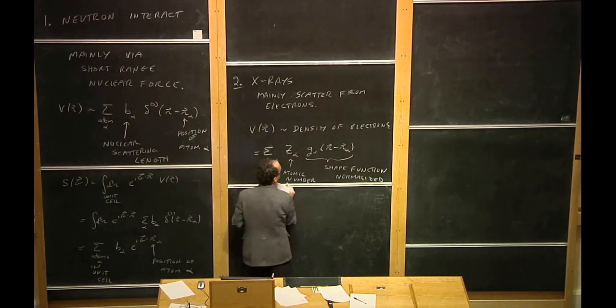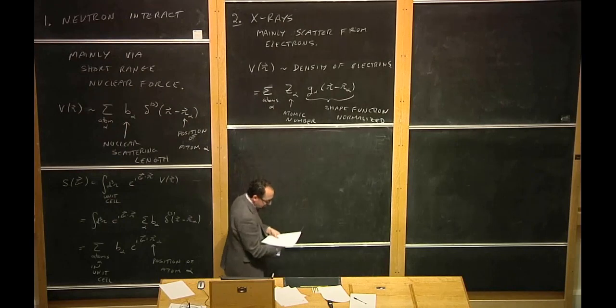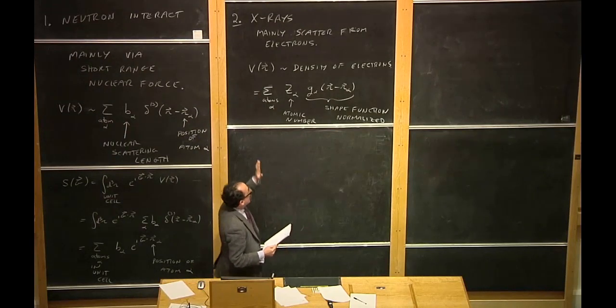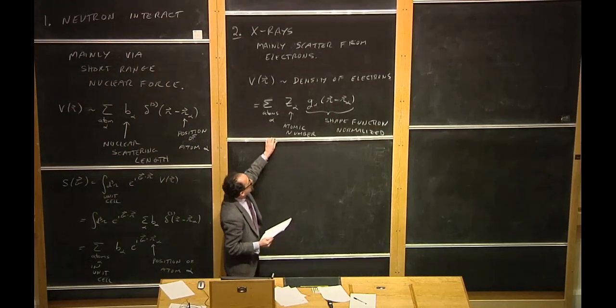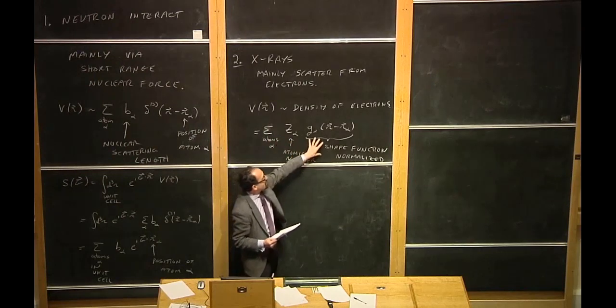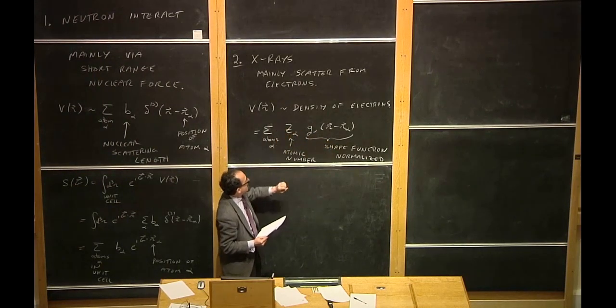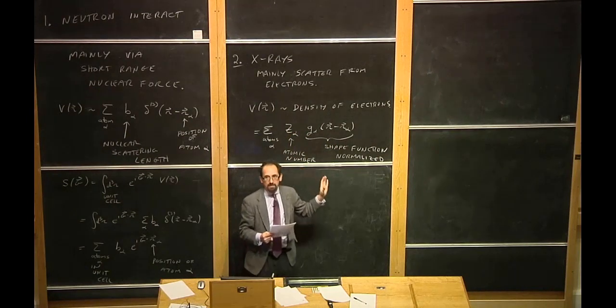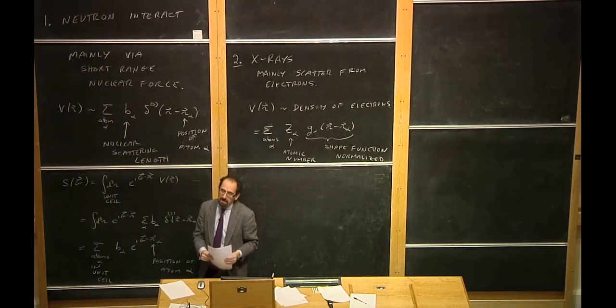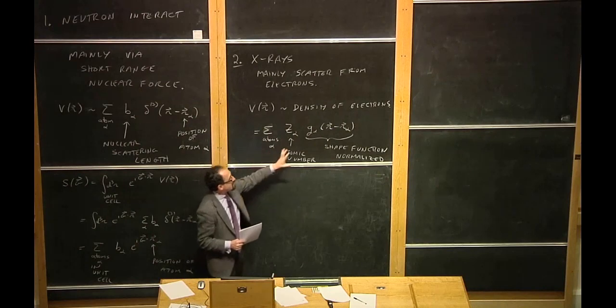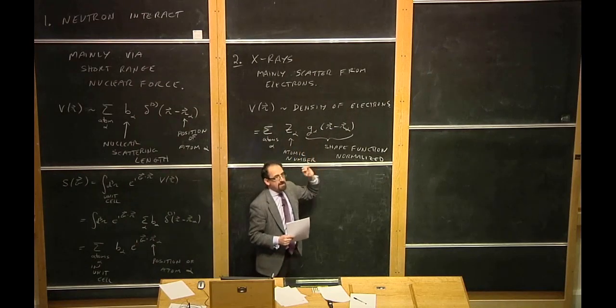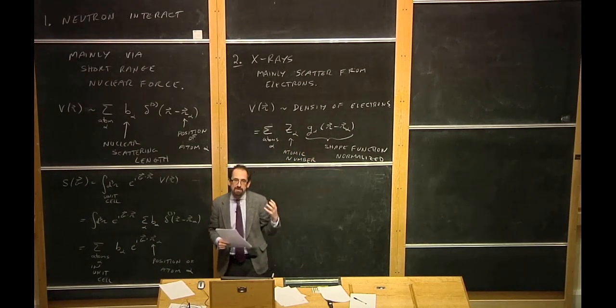So think of it as a sort of a fat delta function. Now I should say, however, that this form where we're summing up over the shapes of all these different atoms times the number of electrons in each atom is a little bit approximate. The reason is that there's a hidden assumption here, that the shape of the atom is independent of its environment.